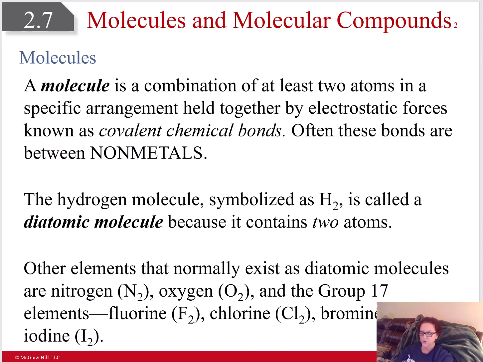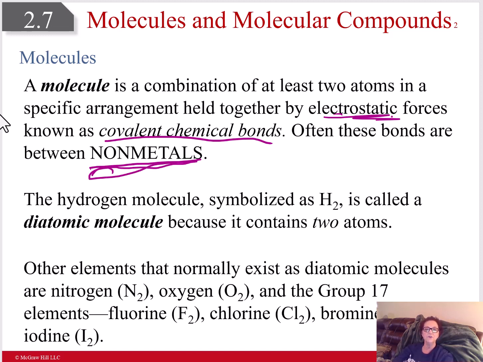So a molecule is a combination of at least two atoms in a specific arrangement held together by what we call electrostatic or covalent chemical bonds. These electrostatic forces are pretty strong, and they occur between nonmetals. Remember, ionic was between metals and nonmetals. The molecular or covalent bonds are just two nonmetals.